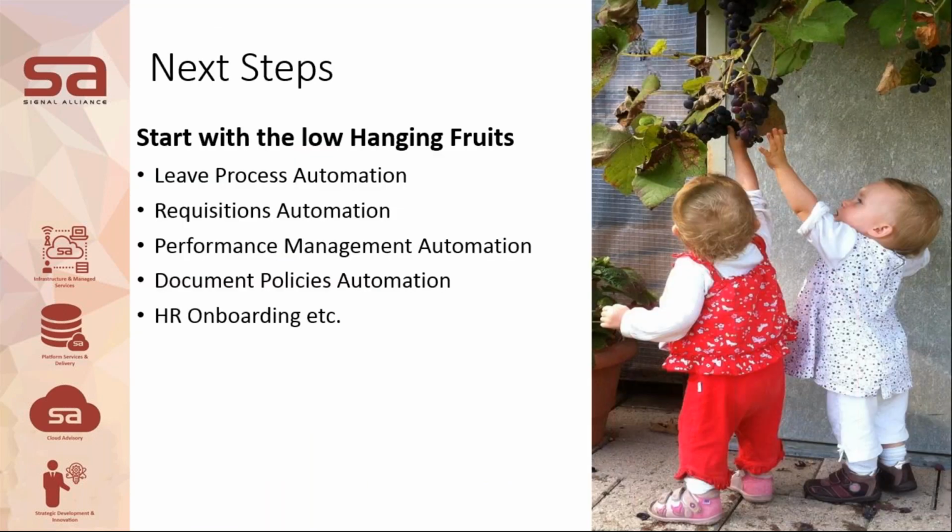And then, so what should be the next steps? We will suggest and recommend that you start with the low-hanging fruits. Those simple processes, the leaf process automation, is something you might say, okay, you know what? In trying to drive adoption, let's automate our leaf process. And it is something that it will be easier to drive the change. Let's look at requisition automations. It could be performance management automation. It could be document policies automation, document approval. It could be HR onboarding. There are a lot of low-hanging fruits today we can adopt, or we can decide to look at, and adoption and change management becomes very easy.